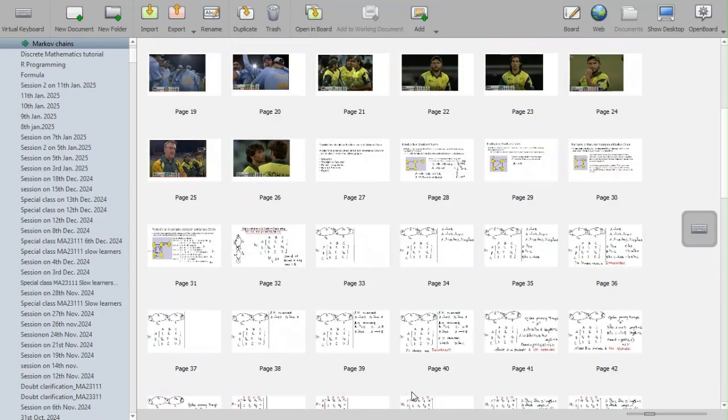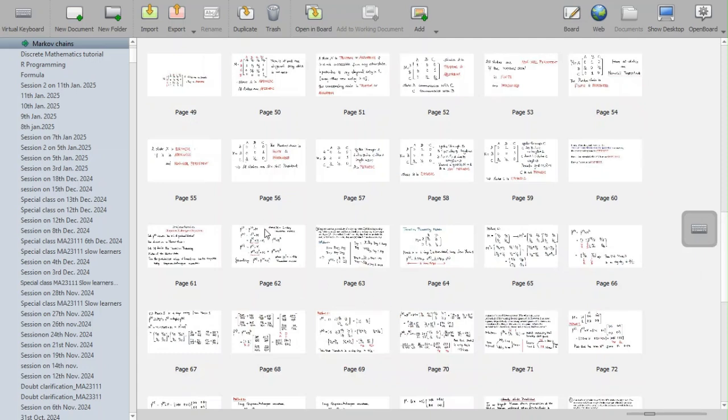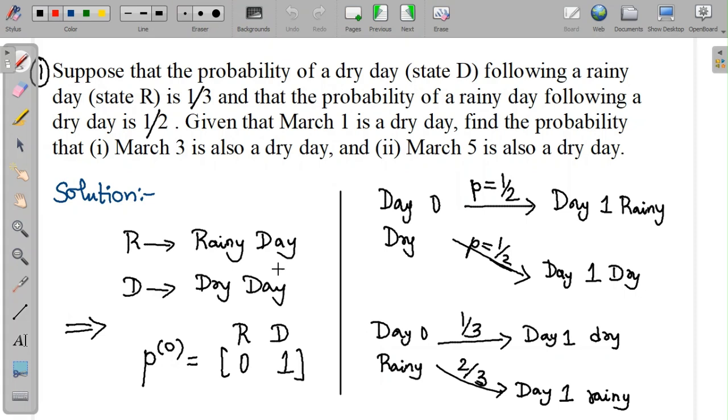One such question will be this. Suppose that the probability of a dry day, state D, following a rainy day is 1 by 3. The probability of a rainy day following a dry day is 1 by 2. And given that March 1 is a dry day, find the probability that March 3 is also a dry day and also find the probability that March 5 is also a dry day.